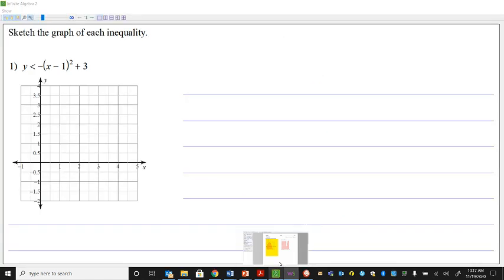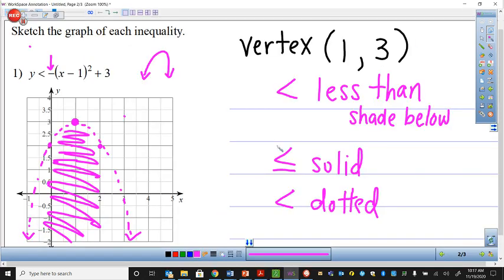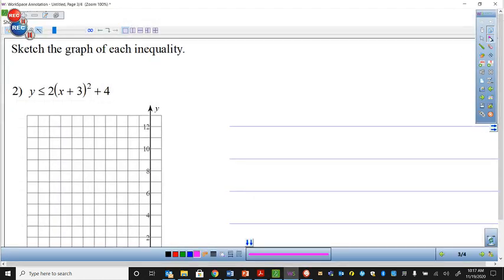Okay, so now I'll show you one more of these kind. Okay, so that's the first one. Now I got to get another one up to try. Okay, here's a new one. Let me unfreeze my screen.